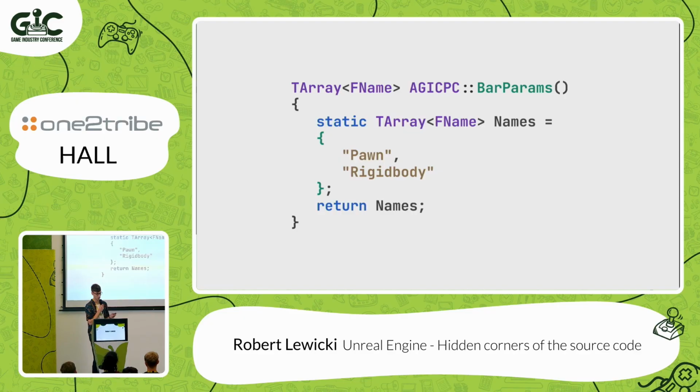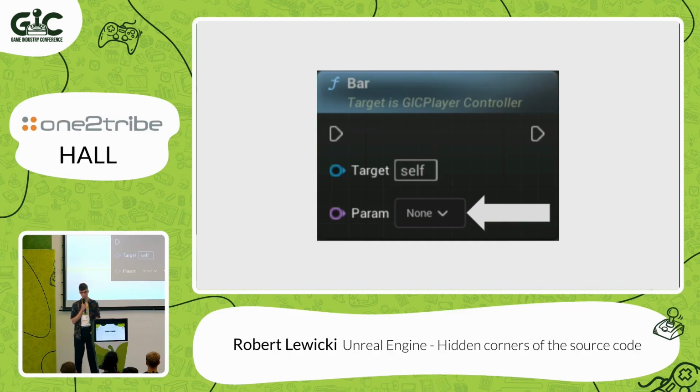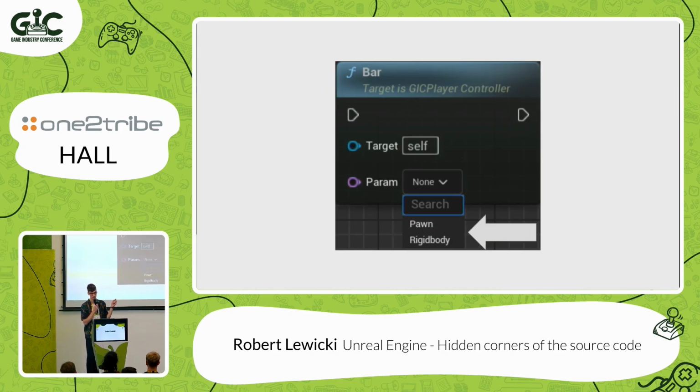So with these changes, if we run this code and try to use this same Blueprint node again, this is what we get now. Instead of having just an input field that anybody can type anything in, we get a combo box. And then we can just expand it. And instead of typing in, we have the 2 options, the 2 strings we defined in the function. Very nice.